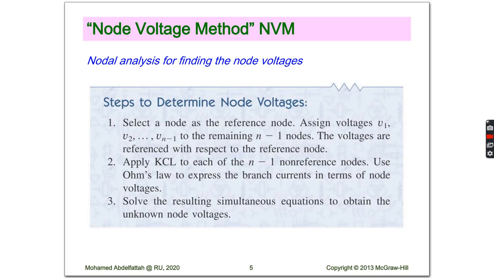Now let's go to the first method, the node voltage method, and learn how to use it. We have a few steps we should follow to solve the circuit using the node voltage method. The first step is to find the number of nodes in the circuit and select one of them as a reference or ground node. And then you have n minus 1 nodes. At each node, you should apply Kirchhoff's current law and find one equation. And finally, you have n minus 1 equations, and you need to solve these equations to find the node voltages. After finding the node voltages, you could find the currents, you could find the power, and so on.